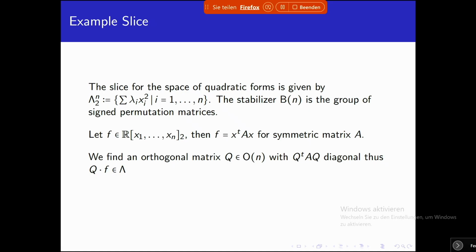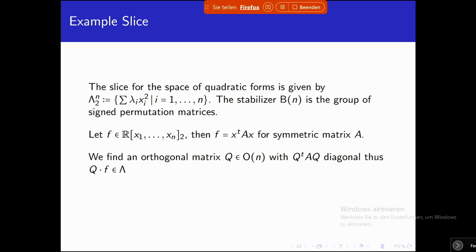So how can we move a generic point onto the slice? Well, we know if we have a symmetric matrix, we can always diagonalize it with an orthogonal matrix, right? And if you think about how the action is defined, acting with this element of the orthogonal group on our quadratic form is just changing coordinates of our symmetric matrix. So we can just take the symmetric matrix corresponding to the quadratic form and then diagonalize it. Okay, and the second condition also holds, but I won't do this.